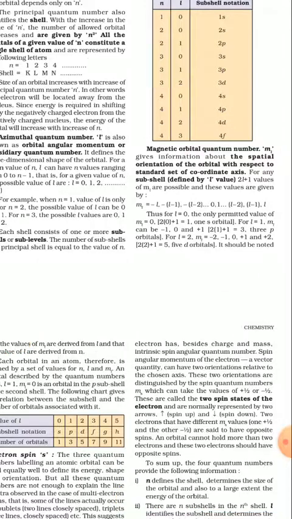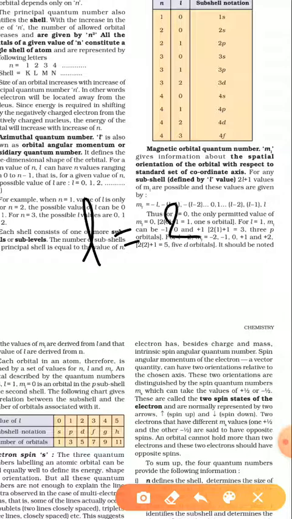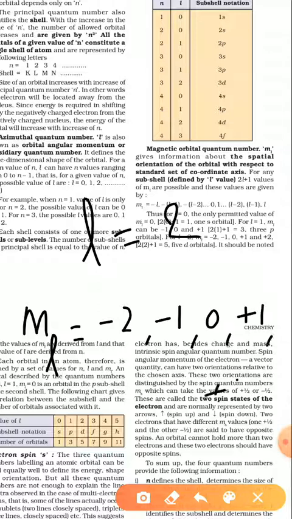What about D? D we have as L equals 2. This is for D. It represents D. How many orbitals will D have? Let's see. If we take the ML value, we will have minus 2, minus 1, 0, plus 1 and plus 2. How many? 5 orbitals. D will have a total of 5 orbitals.